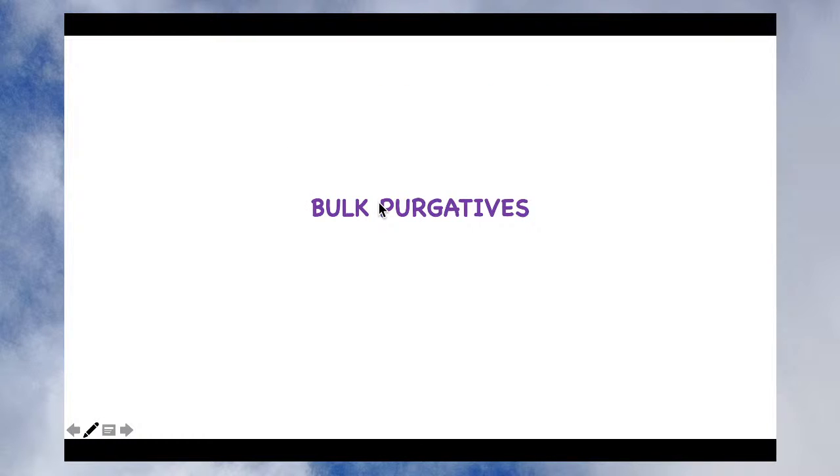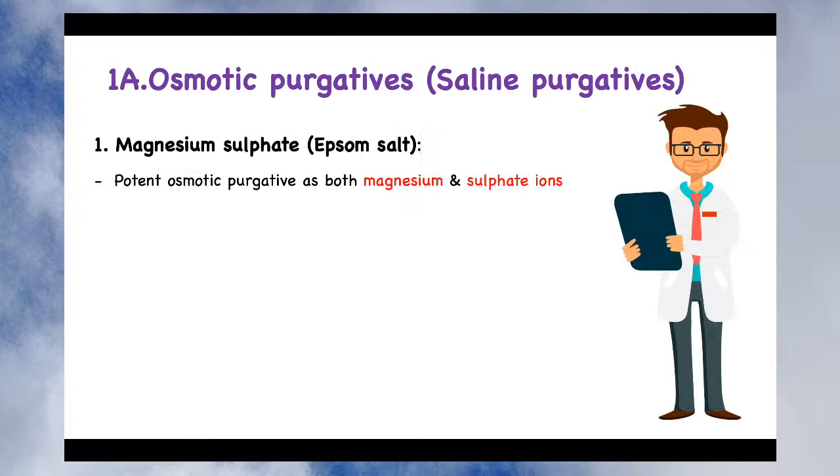Okay. Now let's see each purgative one by one in detail. So the first purgative is the bulk purgative. Among the bulk purgatives, the subclass is the osmotic purgative, which is also called the saline purgative. We'll see a few drugs from each category as far as your exam is concerned, and you will also get an understanding about their pharmacological action and their mechanism of action.